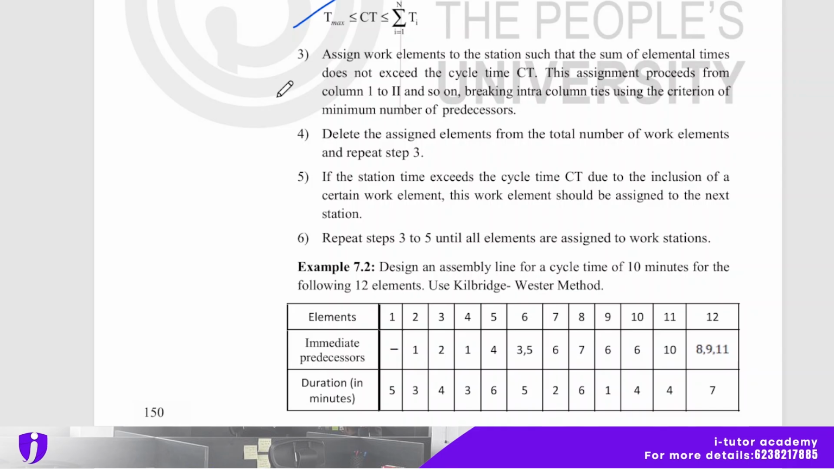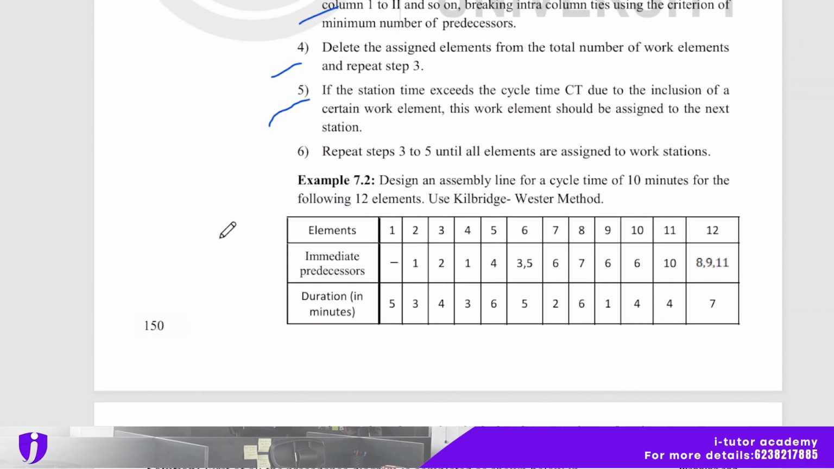This assignment proceeds from column 1 to 2 and so on, breaking intra-column ties using the criterion of minimum number of predecessors. Delete the assigned element from the total number of work elements and repeat step 3. And if the station time exceeds the cycle time CT due to the inclusion of the critical work element, this work element should be assigned to the next station. And repeat steps 3 and 5 until all the elements are assigned to workstations.